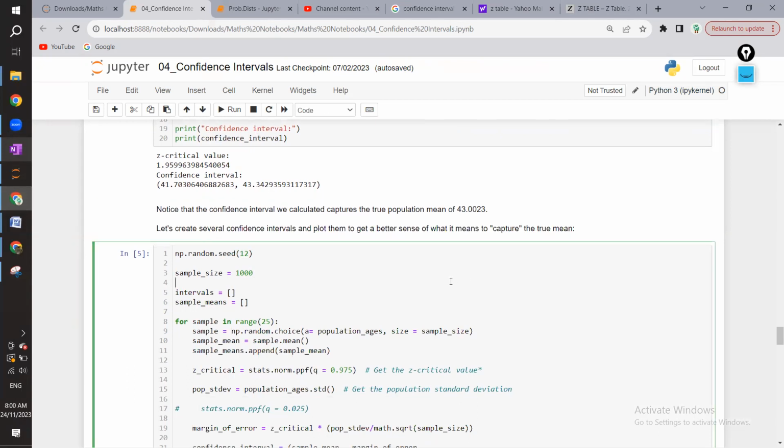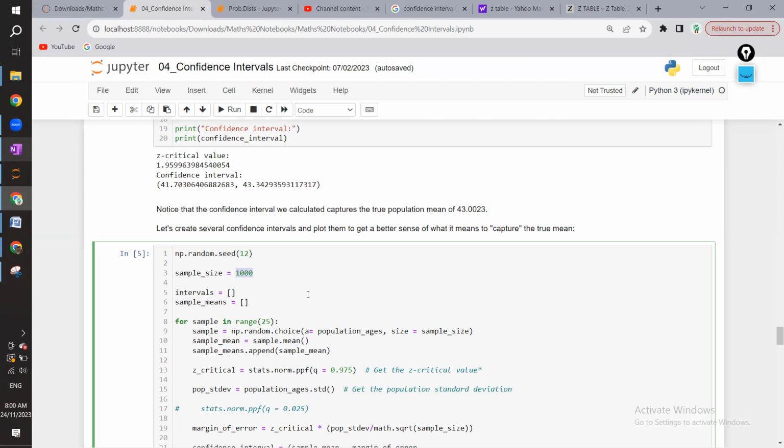When I say we capture the true mean 95% of the times and 5% of the times it will not capture, what does it actually mean? To see that, we need multiple confidence intervals, which means you need to take multiple samples. So my sample size is 1,000. In the range of 25, that means 25 times I'm repeating this experiment. Each time I'm taking 1,000 samples.